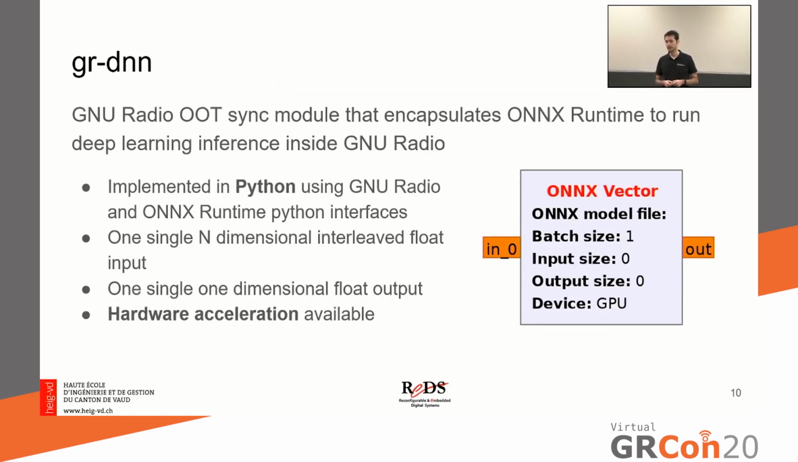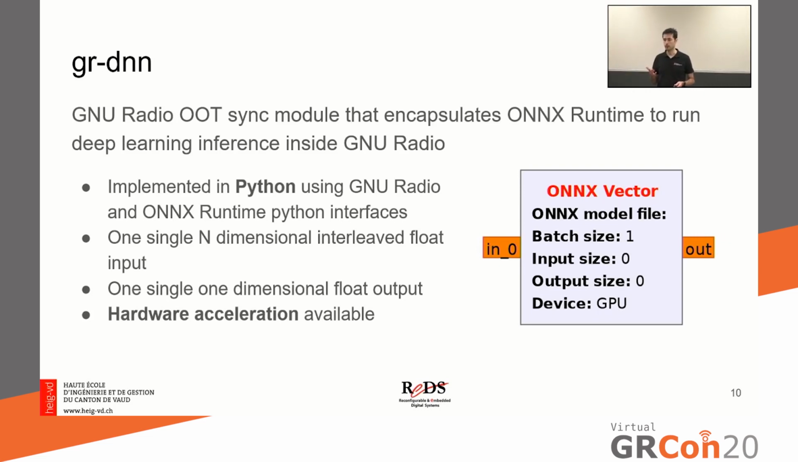So now this is what we did. We have implemented a new GNU Radio out-of-tree module that we call gr-dnn, DNN for Deep Neural Network. It's a sync block. That means that it will produce one output for each input, basically. We've chosen to use Python to develop it, using the Python interfaces of GNU Radio and ONNX runtime. This means that, for example, because we have a requirement by ONNX runtime to use Python 3.6 and above, I think, we have to use GNU Radio 3.8. We cannot use the previous version.